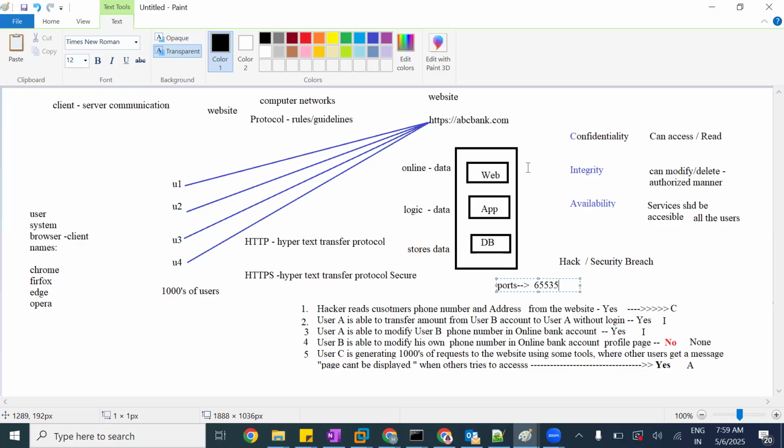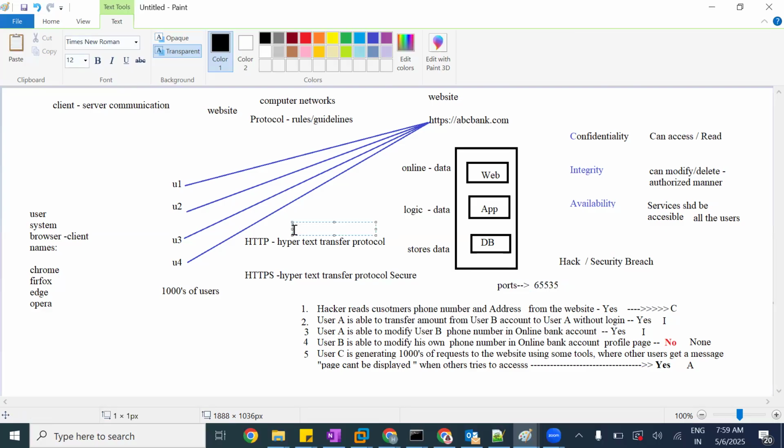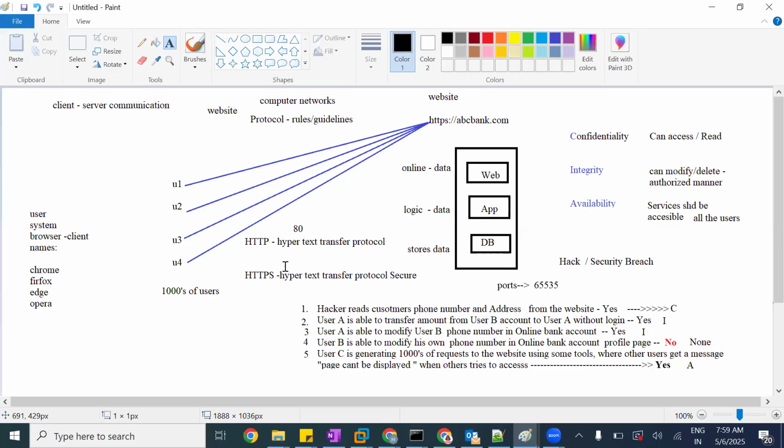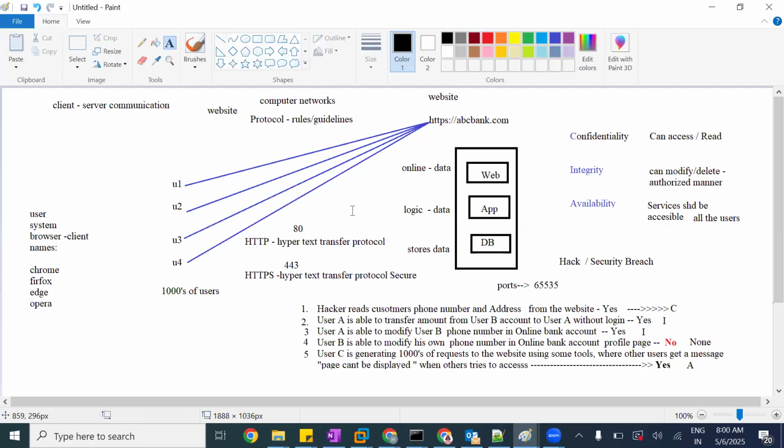Among all these 65535 ports in a web server, if I am using an HTTP website, I want to open a port for HTTP. Which port to open? The default port number for HTTP is 80. Remember this. The default port number for HTTPS is 443. Very important concept throughout your career.